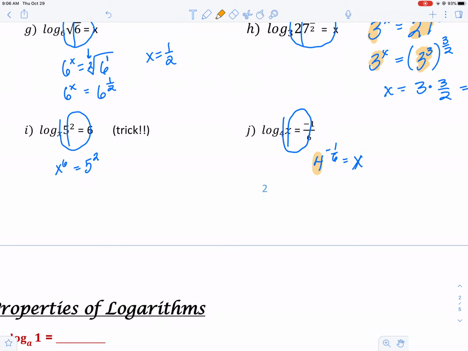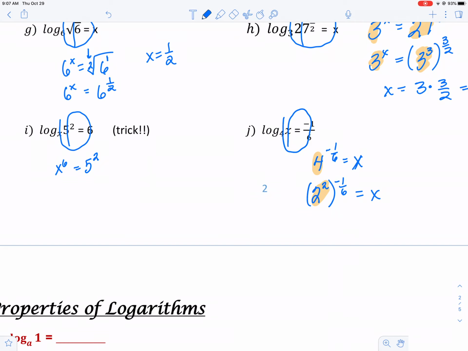So this is sort of a trick as well. I'm going to rewrite that 4 as 2 to the 2nd. Why? Because I can. And then I have an exponent to go with my negative 1/6, right? So now I can multiply these guys together.